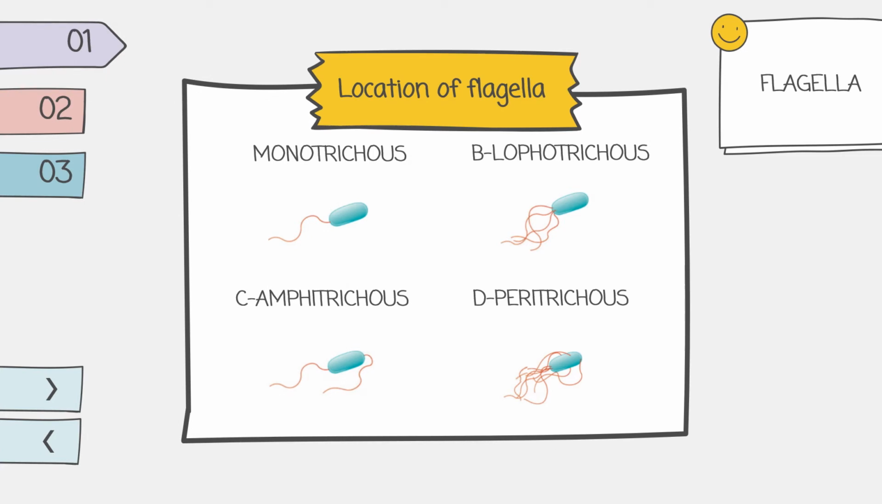Flagella located on many parts of bacteria. There are four main locations, which is monotrichous, the presence of single flagella in one end of cell. The second one is lophotrichous, which is the presence of bundle of flagella in one end of cell. Amphitrichous, presence of single or cluster of flagella at both ends of cell, while peritrichous is the presence of flagella all over the cell surface.